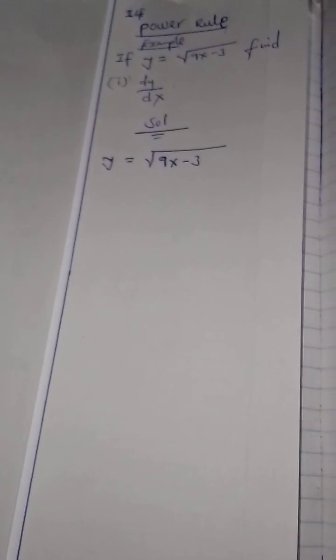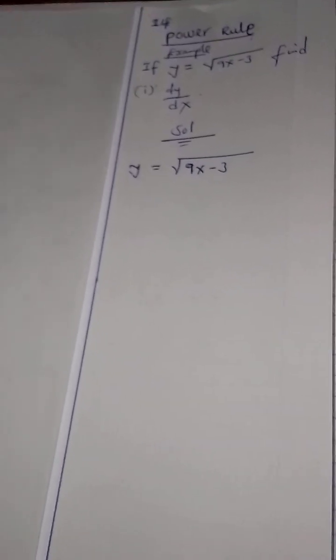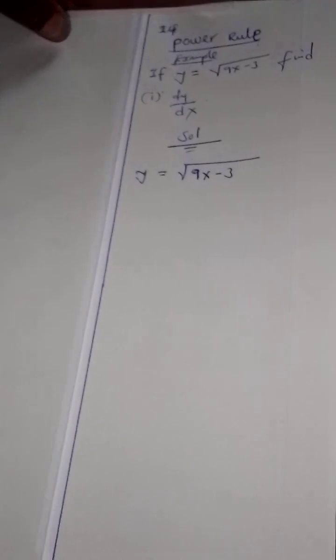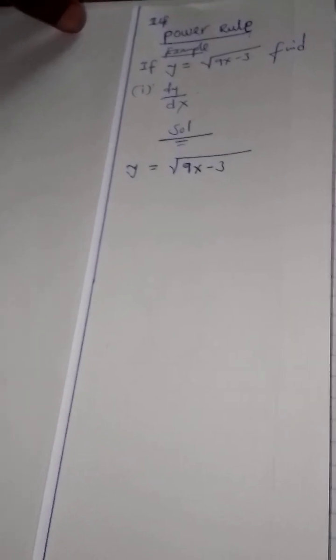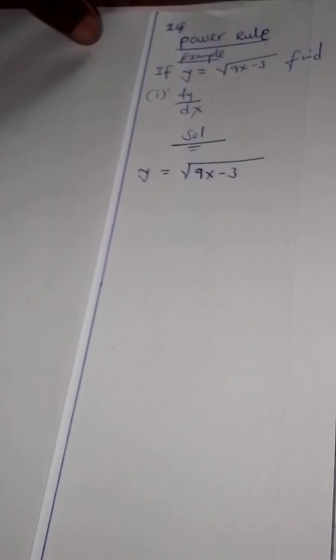Okay, so on today's lesson we'll be looking at what we call the power rule in calculus. So here we have this example. We are saying that if y is equal to the square root of 9x minus 3, find dy/dx. So now we need to understand what the power rule is. In simple terms, you can just say the power rule is a special application of the chain rule.